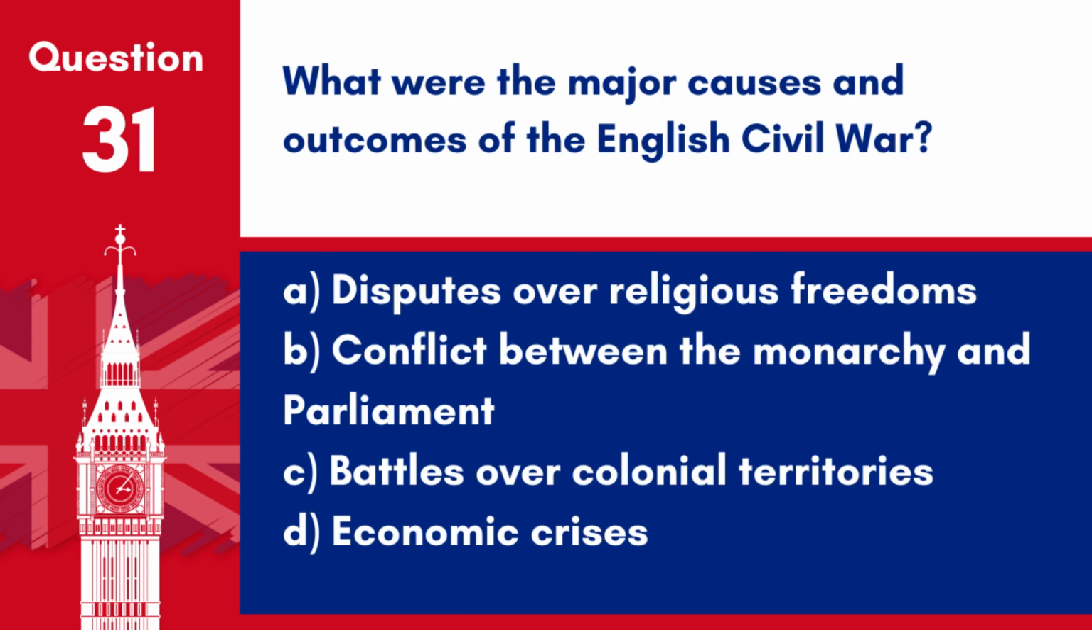Question 31. What were the major causes and outcomes of the English Civil War? A. Disputes over religious freedoms. B. Conflict between the monarchy and Parliament. C. Battles over colonial territories. D. Economic crisis. Answer: B. Conflict between the monarchy and Parliament. The major causes and outcomes of the English Civil War were centred around the conflict between the monarchy and Parliament.